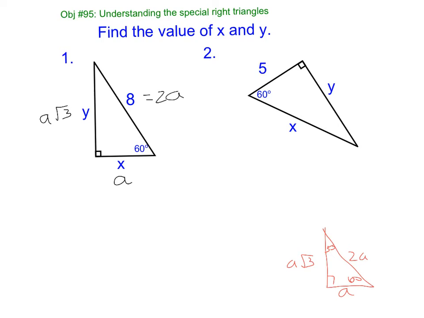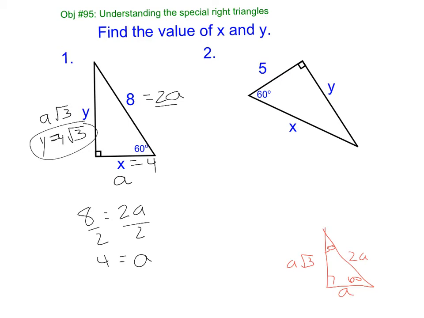So what does A have to equal? Well, 8 equals 2A, which means A is 4. So that means my X is 4, and my Y is 4 root 3. And that's it. So we're just looking at which side are we given, and we're going to set it equal to figure the rest out.